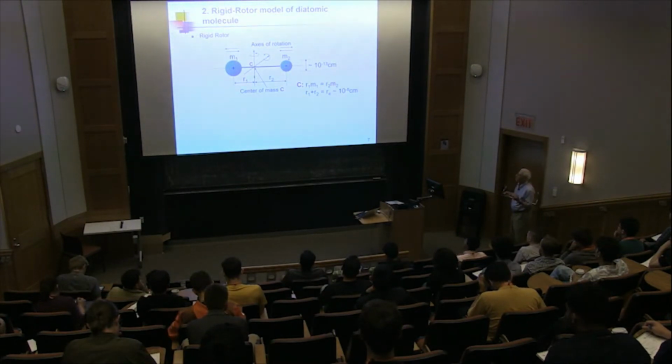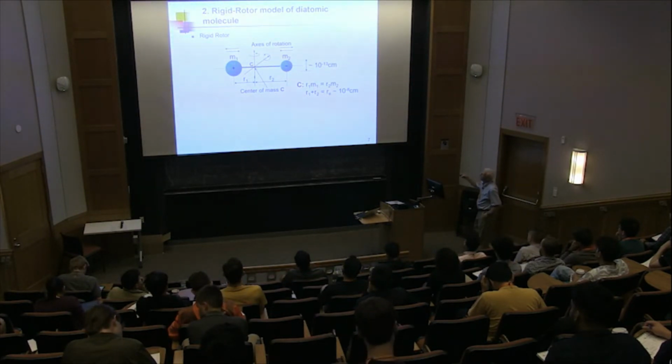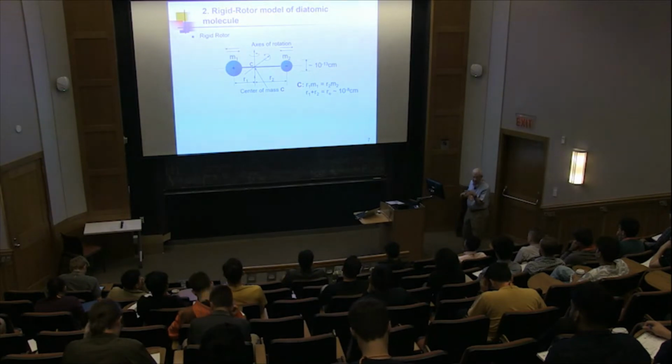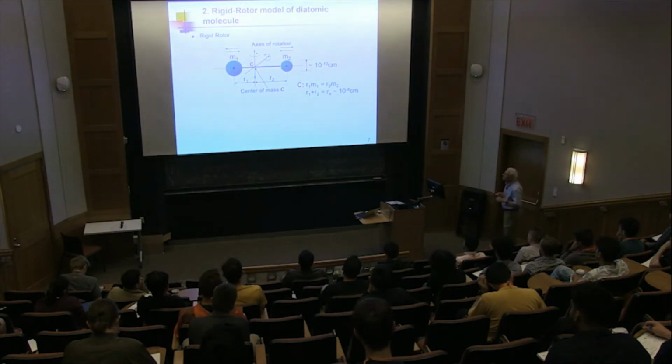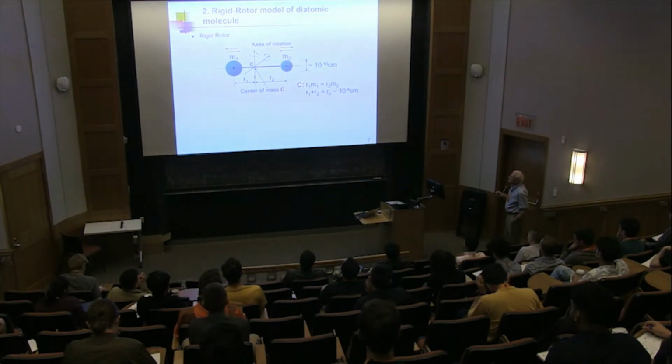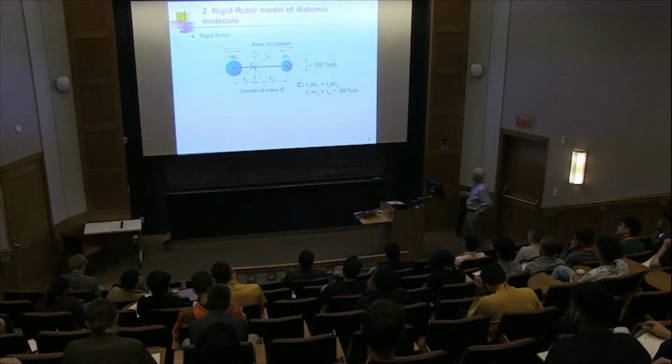And this molecule can rotate about two axes. It can rotate about the internuclear axis, which is called the A axis. But there's no mass rotating around that axis, so we don't think about that. But it can rotate about the so-called B and C axes, which are just orthogonal. So you find the center of mass, and you recognize that this thing can rotate about those two different axes.